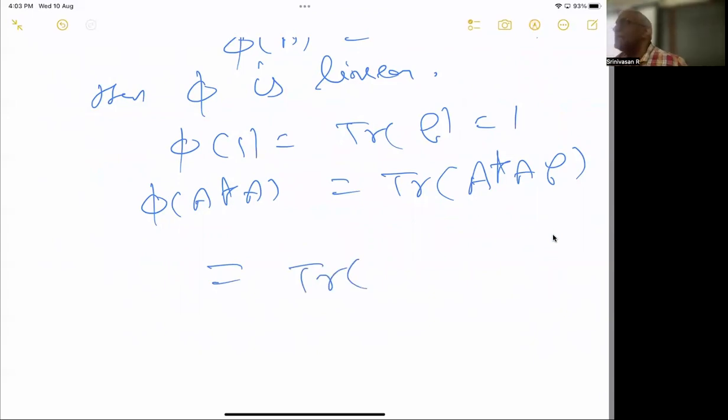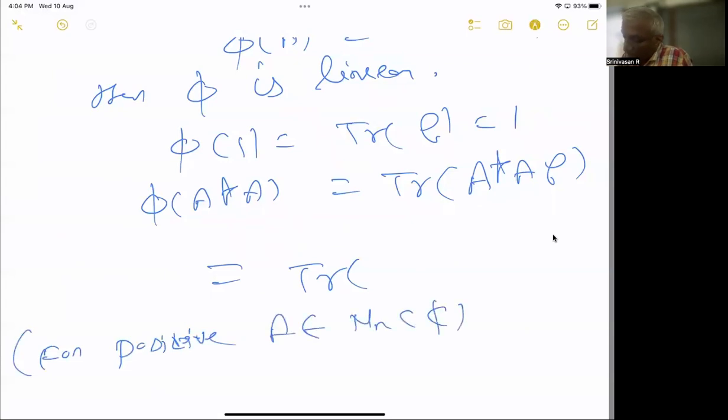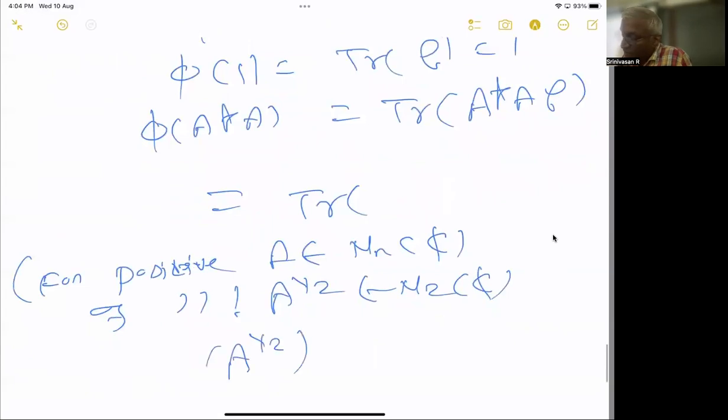See, if you have a positive element, I will prove it later for Hilbert space operators. But for matrices, if you don't know, please accept: if you have any positive matrix, then there is something called a unique positive square root. There are many square roots, but for a positive matrix the positive square root is unique. That is what I call rho power half. So for positive A in M_n(C), there exists a unique positive A power half in M_n(C) such that A power half squared equals A. I call that A power half.